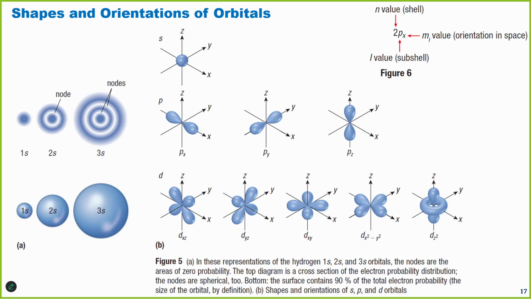The d orbitals, where L equals 2, first occur in level n equals 3. The five 3d orbitals have the shapes shown here in figure 5b as well. Four of the orbitals, namely dxz, dyz, dxy, and dx squared minus y squared, have four lobes centered in the plane indicated in the orbital label. Note that dxy and dx squared minus y squared are both centered in the xy plane.